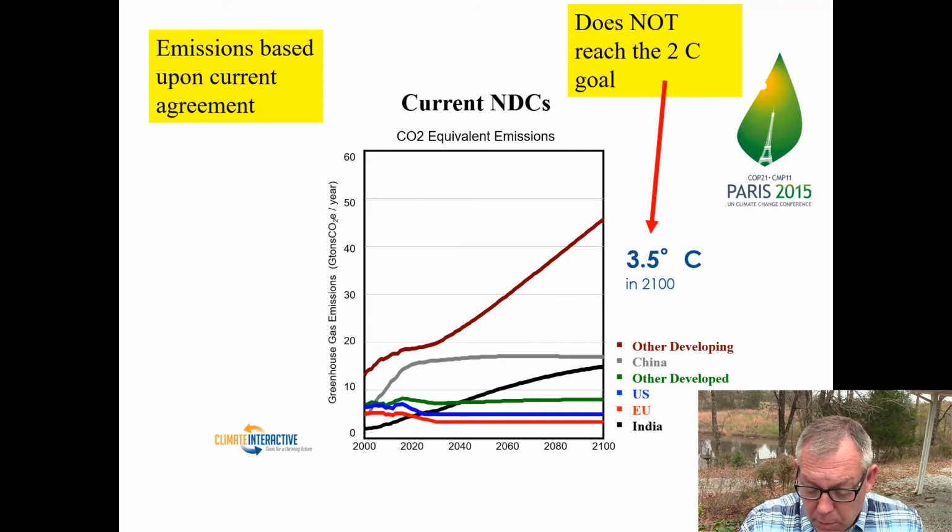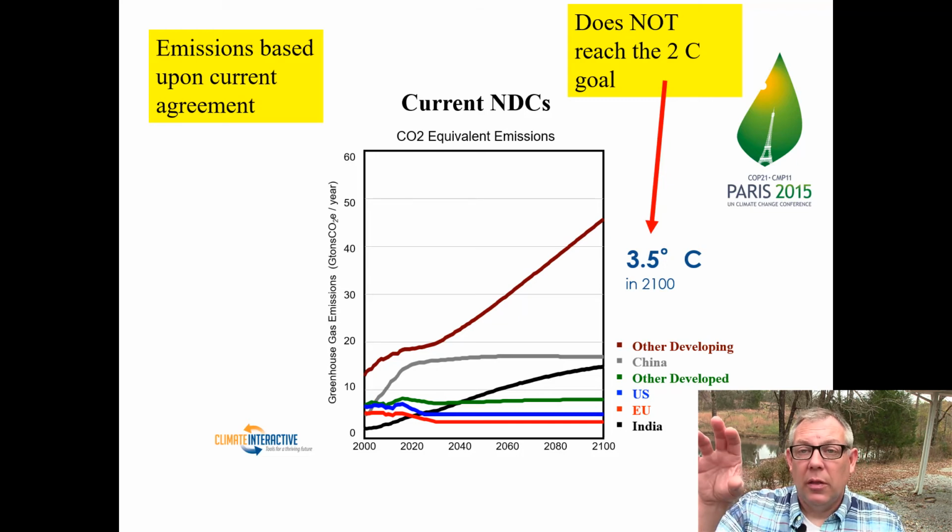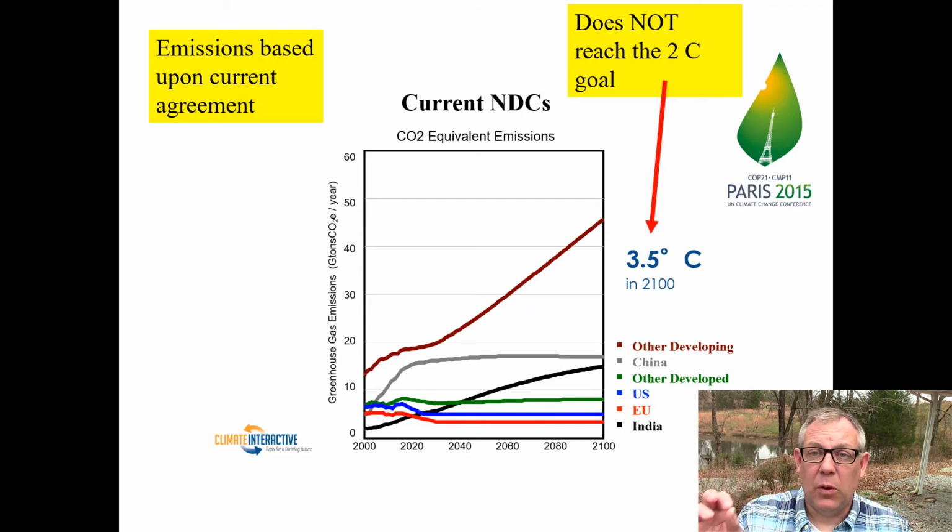Now, based on the current Paris Agreement, these countries pledge to reduce their CO2 emissions in specific ways. And the models say if everybody did that, then by 2100, the planet would only be 3.5 degrees warmer. Well, that doesn't meet the goal. The goal is 2. So it's better than doing nothing, but it still does not meet the goal.